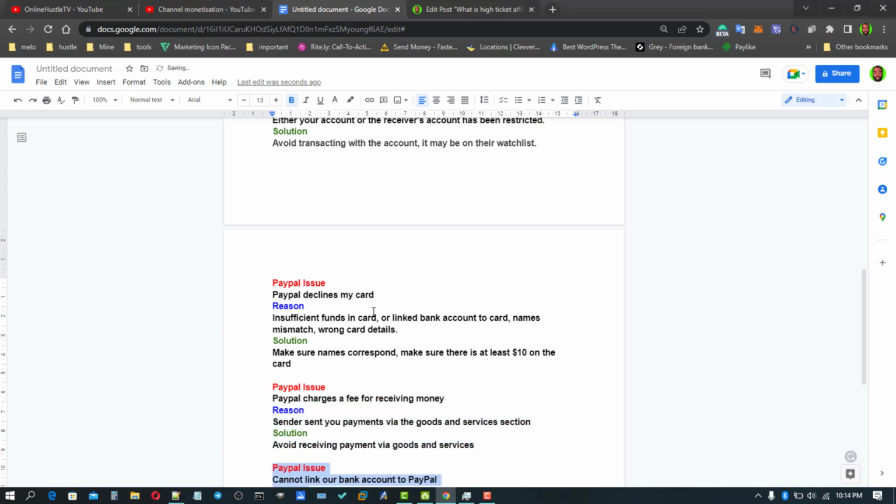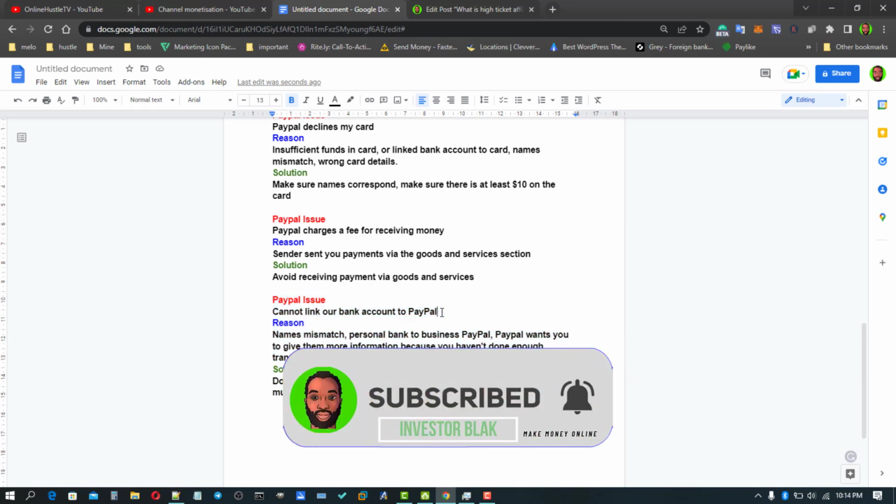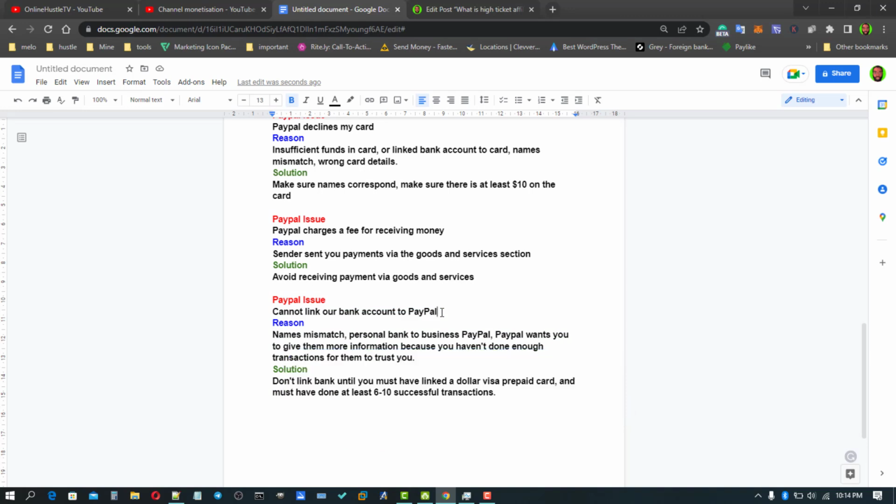So the next thing on our list, you cannot link your bank account to PayPal. This is a very big challenge a lot of people face. Maybe you're trying to link your Payoneer account to your PayPal account, or you're trying to link your Wise account to your PayPal account. Most of these accounts have issues because sometimes the name on your Payoneer account does not correspond with the name on your Wise account, or probably you're trying to link a personal bank account to a business PayPal account. Sometimes they want to be sure that you're the owner of the business, so they will give you this message that you need a little help.